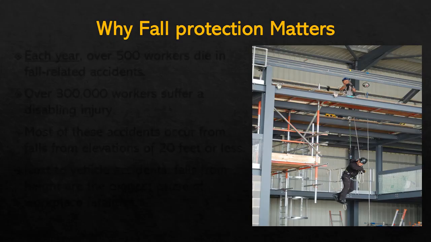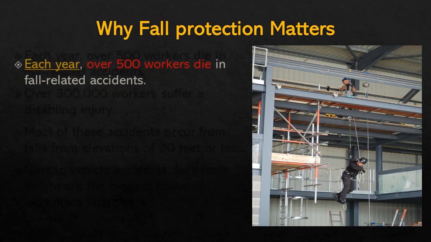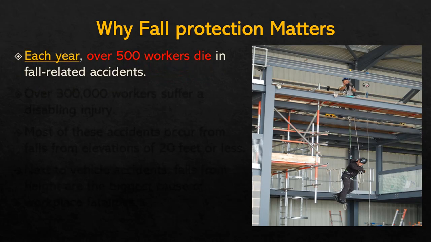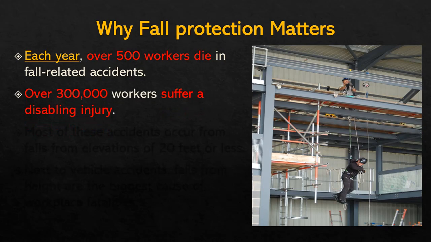Fall protection matters because when we do not utilize it or we utilize it incorrectly, tragedies can occur. In an average year in the United States, a little over 500 workers die in fall-related incidents. But even when people don't die, they can still have very severe effects that can last a lifetime. In an average year, about 300,000 workers suffer a disabling injury in the United States as a result of a fall incident.